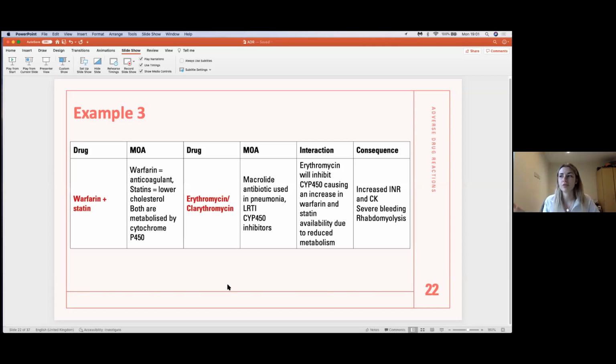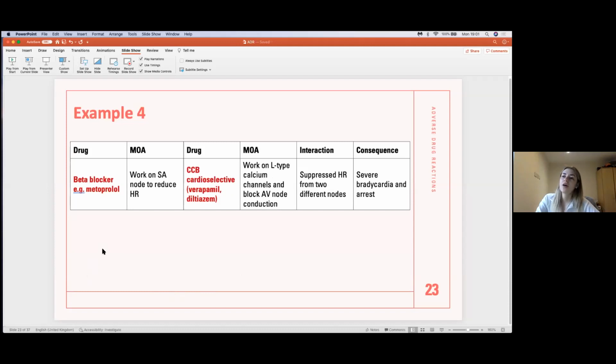So your erythromycin will inhibit the CYP450, causing an increase in warfarin and statin availability, and this will be due to a reduced metabolism. So both are increasing your INR, and this can cause severe bleeding and rhabdomyolysis. Rhabdomyolysis is a condition in which damaged muscle fibers are broken down and then enter the bloodstream. Again, never prescribe these together. Big no-no.